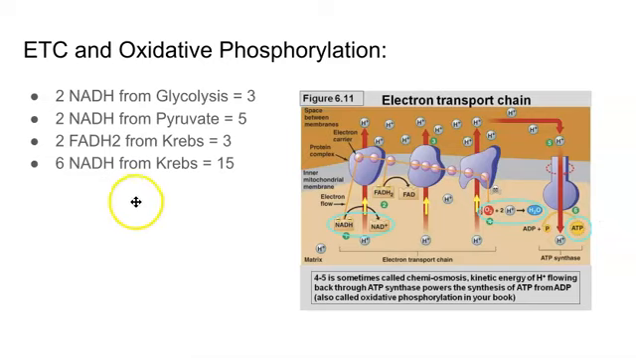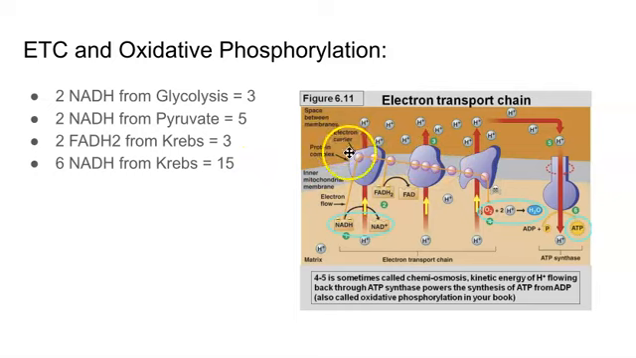So shuttling all that into the electron transport chain and then oxidative phosphorylation. Moving that 2 NADH originally from glycolysis, we're going to form 3 ATP. Then the 2 NADH from pyruvate will give us 5 ATP. 2 FADH2 from the Krebs cycle is going to give us 3 ATP. And the 6 NADH from the Krebs cycle is going to give us 15 ATP.